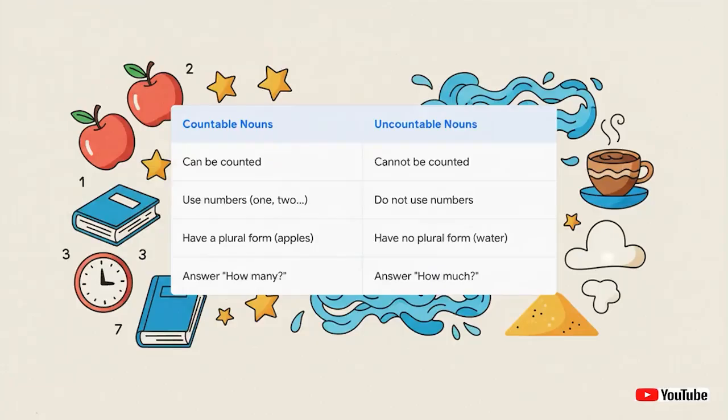So this little chart here is basically your cheat sheet. It lays out the main distinction perfectly. With countable nouns, you ask, how many apples? And you can use numbers. For uncountable nouns, you ask, how much water? And you don't use numbers directly with the word. This is the foundation for everything else.